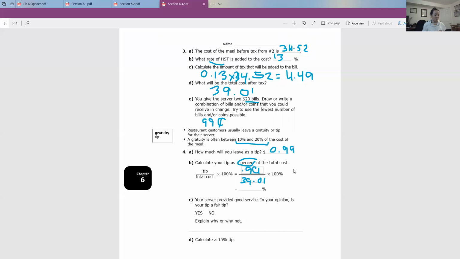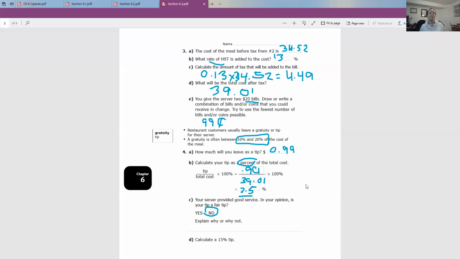So if I take 0.99 divided by 39.01, multiply it by 100, this would be a 2.5% tip. That's a really small tip. That's nowhere close to our 10 to 20%. Okay, so would you consider this to be a good tip? No, it's not fair. They were really good to me. I was nowhere between the 10 to 20%, so I should be leaving a little bit more.